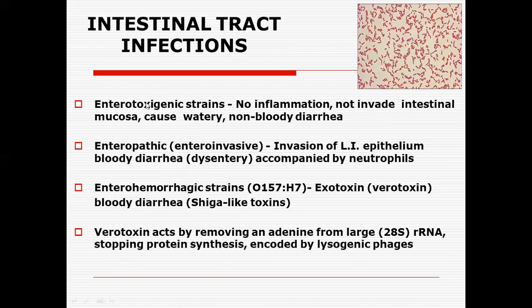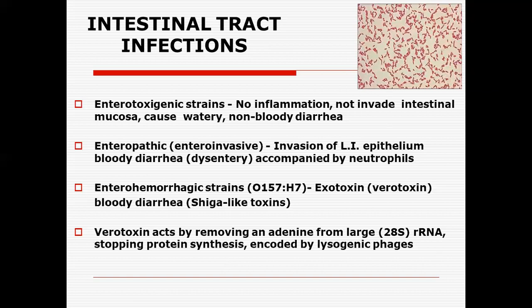Now, the enterotoxigenic strains are not invasive. They do not invade the intestine, and they do not produce blood. The effect is due to the toxin. There is no inflammation because there is no invasion of the intestinal mucosa, and it causes watery, non-bloody diarrhea. So the effect is because of the toxins released by these enterotoxigenic strains of Escherichia coli.